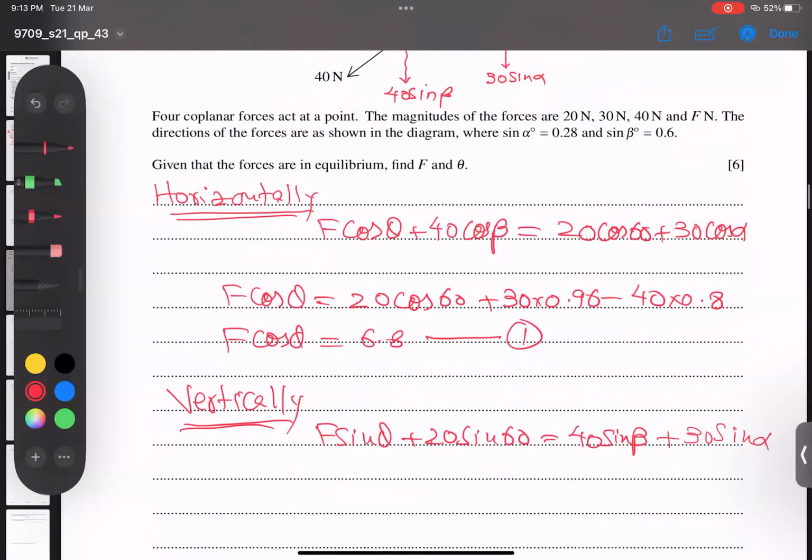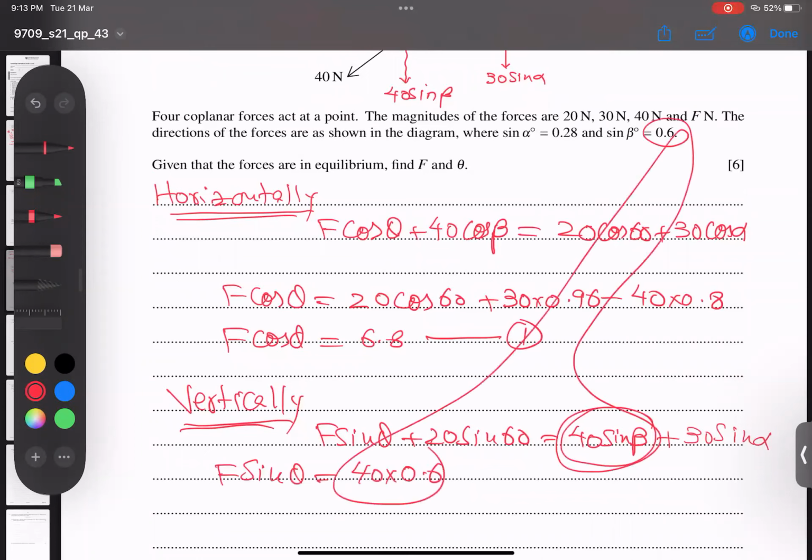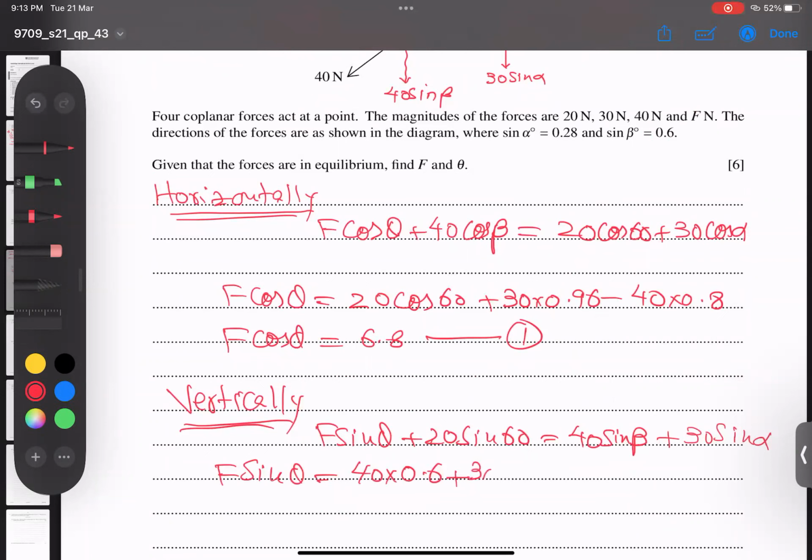Now I will plug in the values. How to plug in the values, students? F sine theta. Okay, this is sine beta. What is the sine beta value, students? Sine beta is 0.6. So I'm writing 40 times 0.6. I repeat, 40 sine beta means 40 times 0.6. Done. After that, 30 sine alpha, and sine alpha is 0.28. So 30 times 0.28. And this value will go to the right hand side and become minus 20 sine 60.